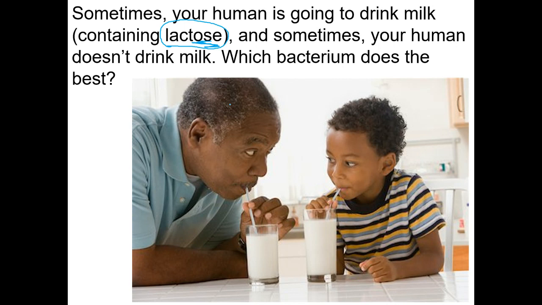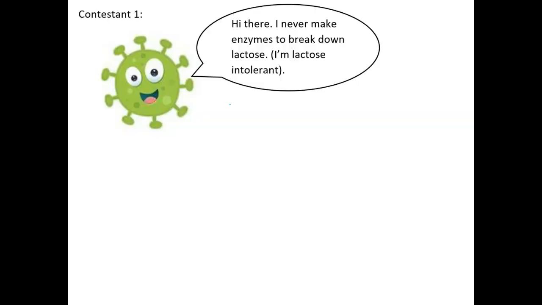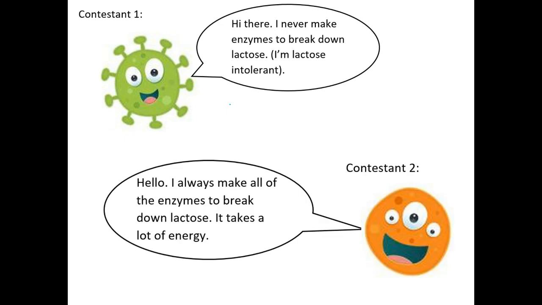So let's look at some bacteria and decide which ones are the most fit. Here's contestant number 1, the first bacterium. This one never makes the enzymes to break down lactose. So that one's not going to be super fit if your human is drinking lactose pretty regularly. Here's contestant number 2. This one always makes all of the enzymes to break down lactose. It takes a lot of energy, but contestant number 2 is going to be more fit than contestant number 1 if the human drinks lactose a lot.